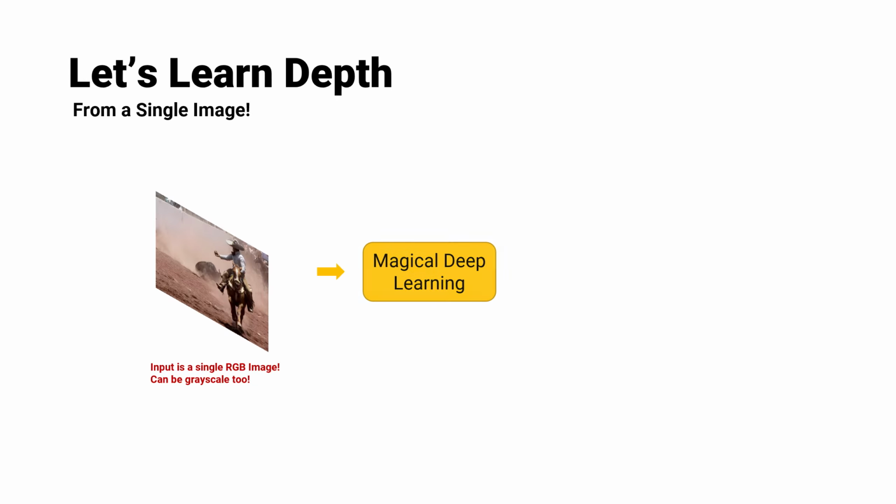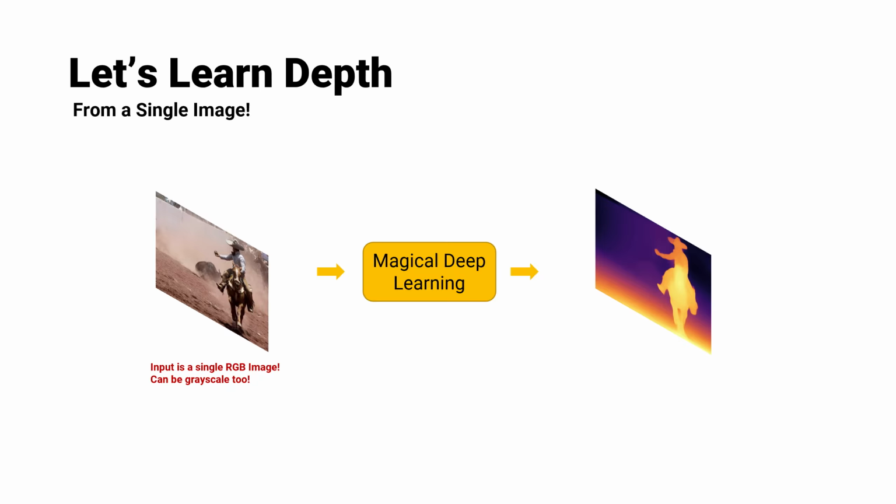And we want to feed this into a magical deep learning model, which essentially gives us the depth of the scene at every single pixel. In this particular case, I'm visualizing the output, which is a single channel depth map, as a plasma color map so that it's easy for us to see what the depth is in the scene.